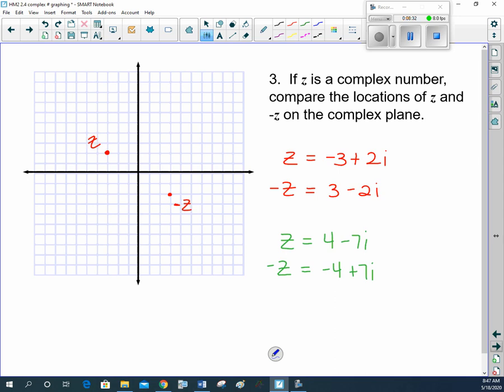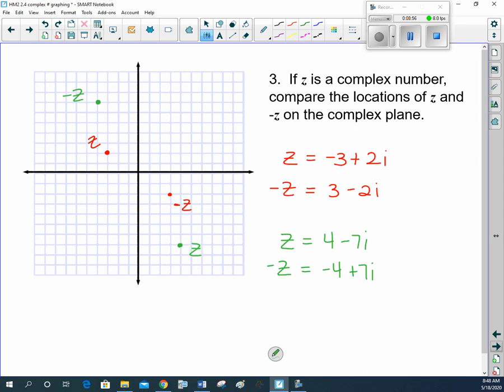What's happening geometrically? Let's graph the other one and see if we can compare anything. So this is 4 minus 7i. 1, 2, 3, 4. 1, 2, 3, 4, 5, 6, 7. So here's Z. And then the opposite of Z would be 1, 2, 3, 4, and 1, 2, 3, 4, 5, 6, 7, right here.